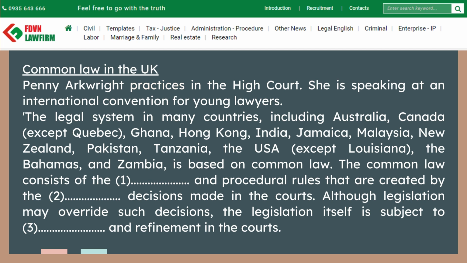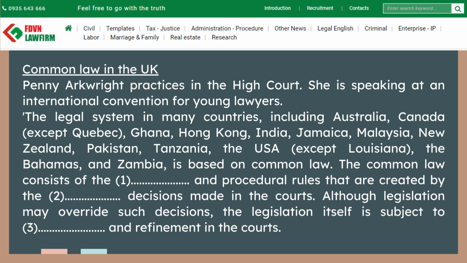Common law in the UK. Penny Arkwright practices in the High Court. She is speaking at an international convention for young lawyers. The legal system in many countries, including Australia, Canada except Quebec, Ghana, Hong Kong, India, Jamaica, Malaysia, New Zealand, Pakistan, Tanzania, the USA except Louisiana, the Bahamas, and Zambia, is based on common law. The common law consists of the substantive law and procedural rules that are created by the judicial decisions made in the courts.